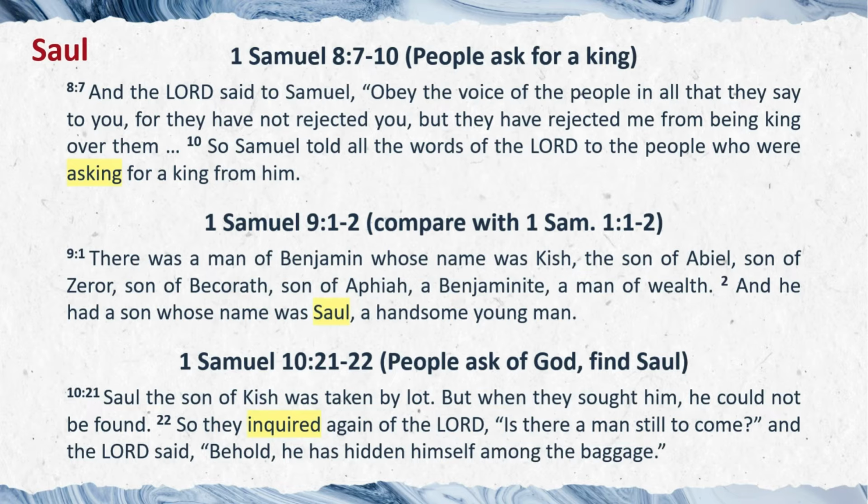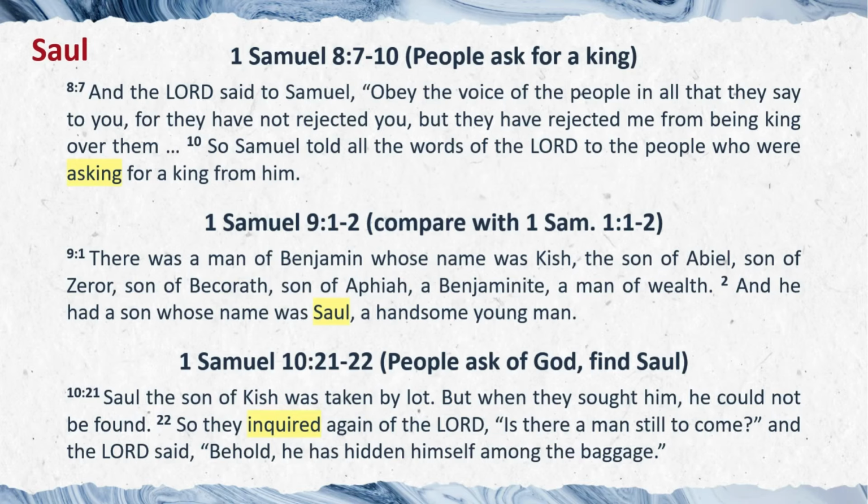But God says to him in chapter 8, verse 7, "Obey the voice of the people in all that they say to you, for they have not rejected you, but they have rejected me from being king over them." And so give them the king that they are asking for. So give them Saul, right? Give them Saul. It's basically that. So you're like, man, how ironic is it that the first king of Israel happens to be named Saul?